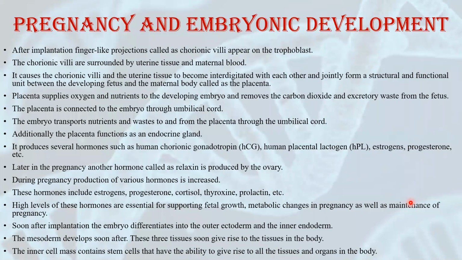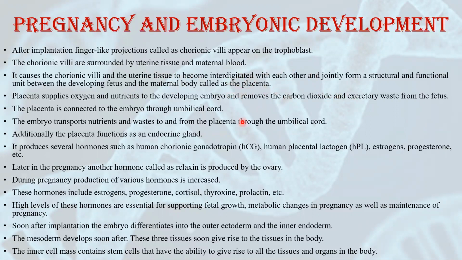Let's move to pregnancy and embryonic development. After implantation, finger-like projections, which are called chorionic villi, will appear on the trophoblast. These chorionic villi will be surrounded by the uterine tissue and the maternal blood, and they will become interdigitated with each other and form a structure which is known as the placenta.